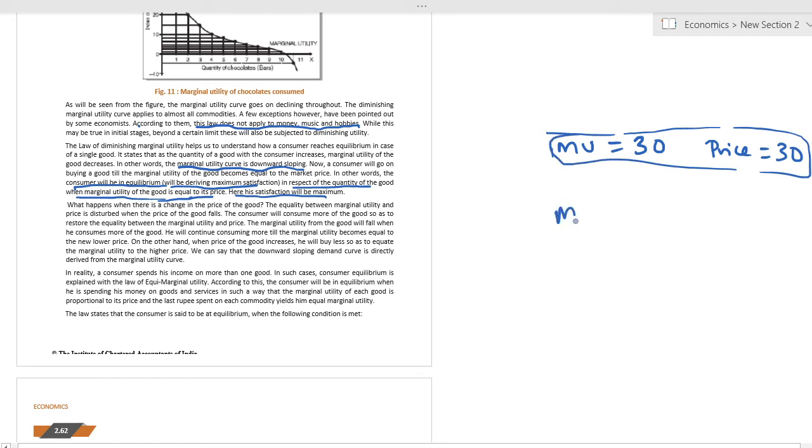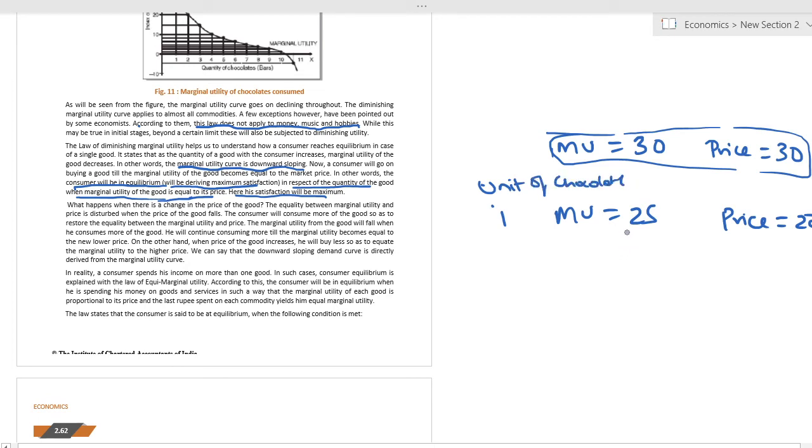Let's say if MU is 25 and the price equals 20, so what will the customer do? He'll purchase, he'll consume one unit of chocolate, let's say.